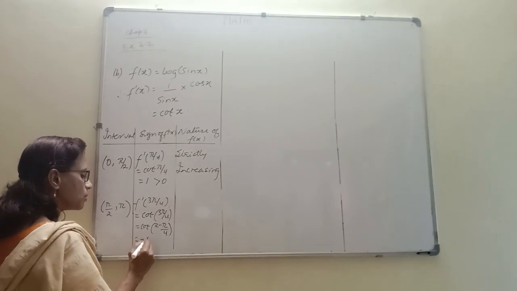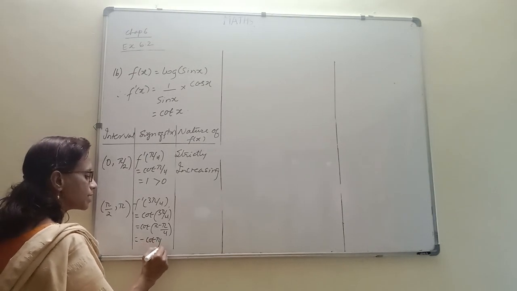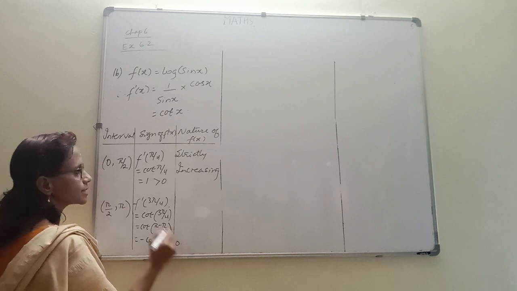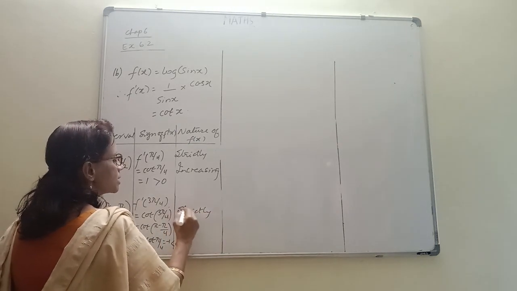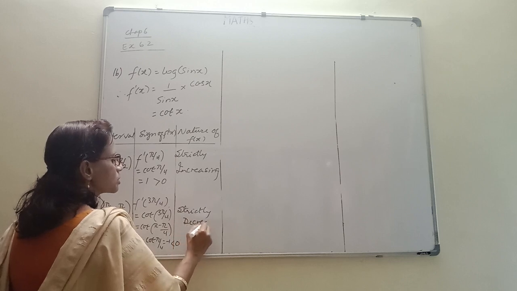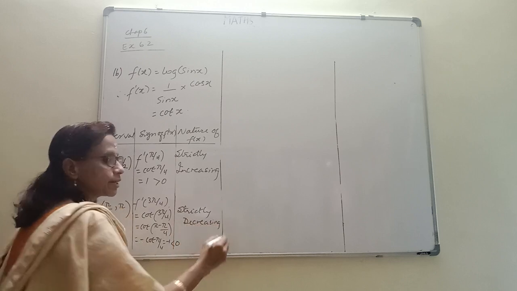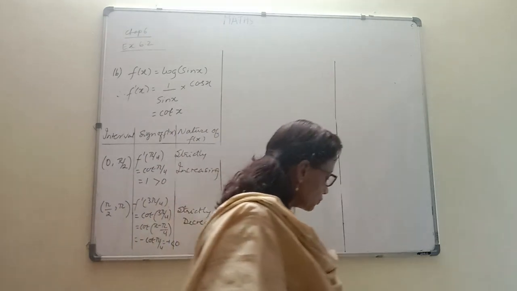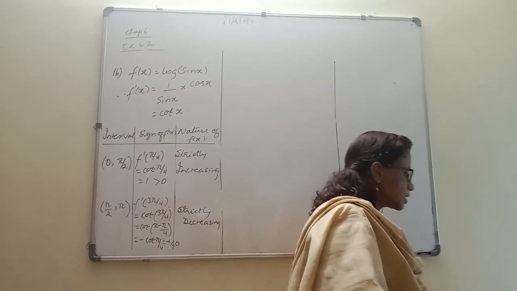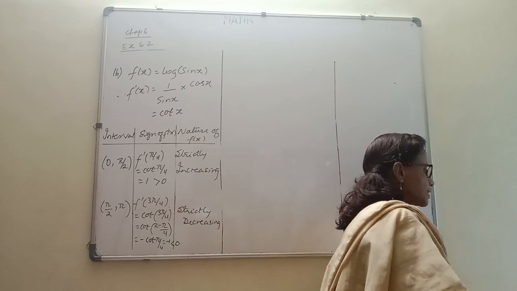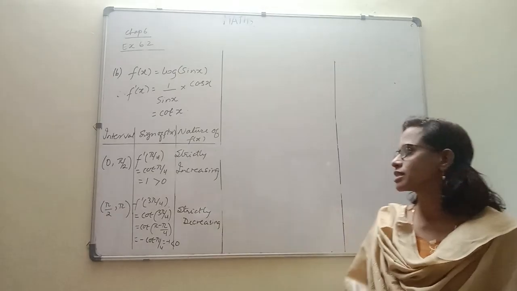That way this is going to be minus cot pi by 4, which is minus 1, and that is less than 0. That's how in this interval it becomes strictly decreasing. Of course we knew it because it's given in the question. The question is a prove that question, where they ask us to show that it is strictly increasing on the first interval and strictly decreasing on the next one. So that's how it is.